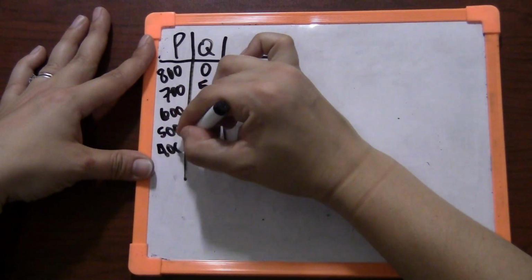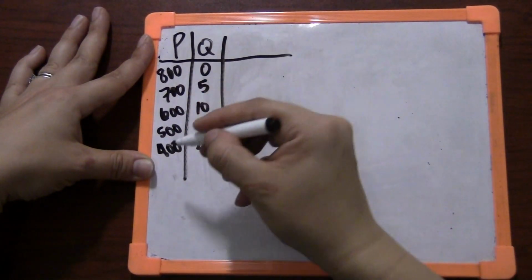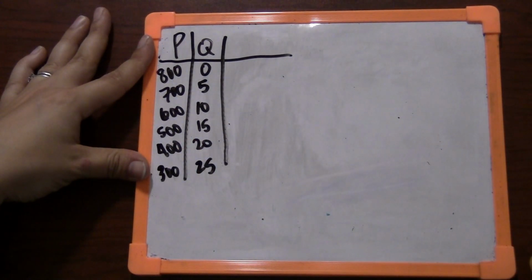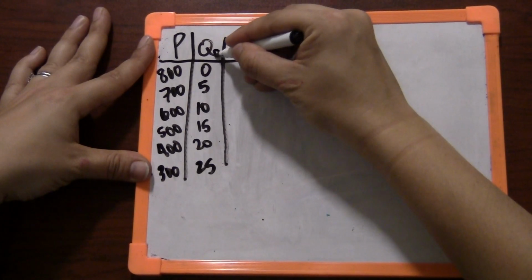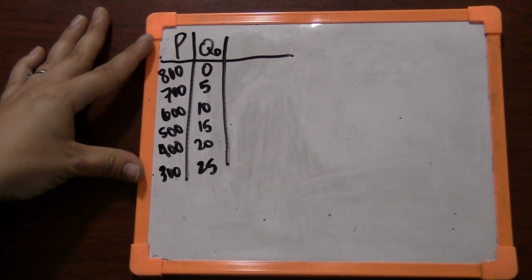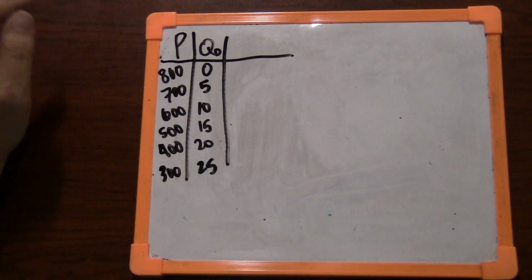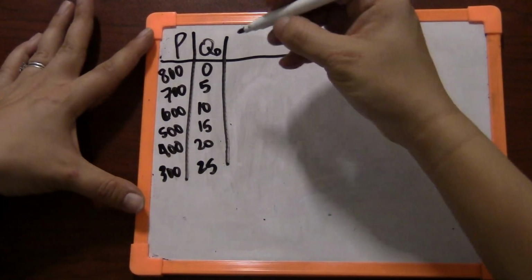And at $400, 20 people will buy it. And at $300, 25 people will buy it. This is just the law of demand, right? This is actually the quantity demanded at a bunch of different prices. As the price falls, more and more people are willing to take a gamble on this new product.